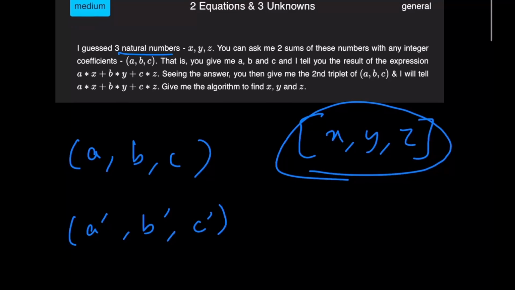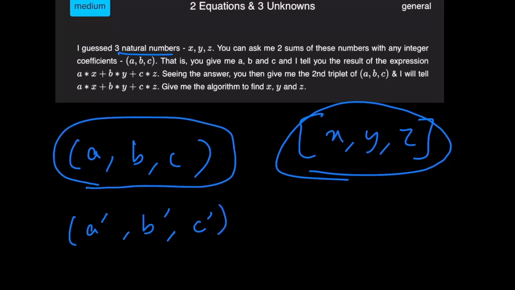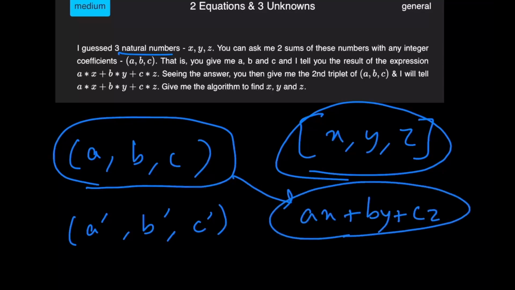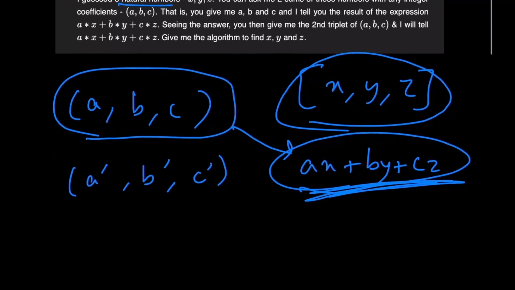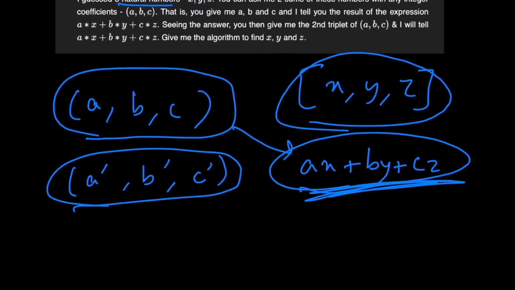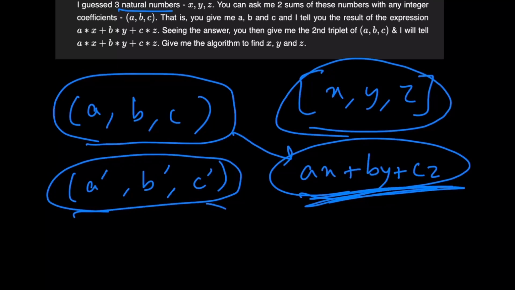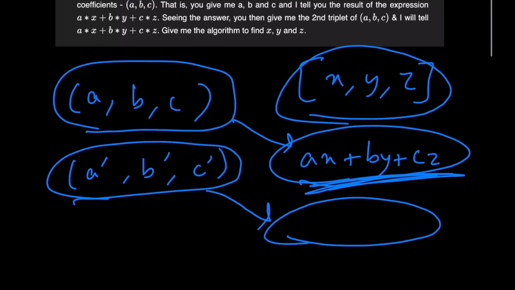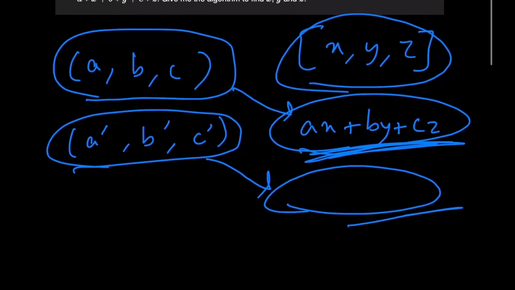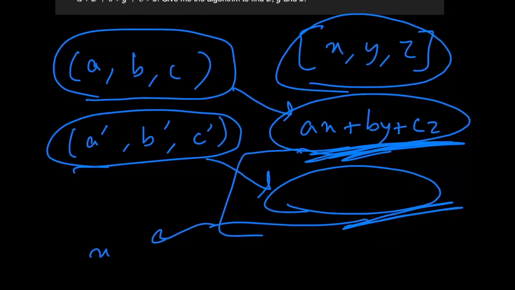Right. Now, we give the person this combination, and he tells us the result of the linear combination AX plus BY plus CZ. Right. And now, having known this, we come up with a second set of A comma B comma C, and then the person again gives us the answer of the linear combination, right? And having known these two values, we have to somehow deduce the values of x, y, and z.